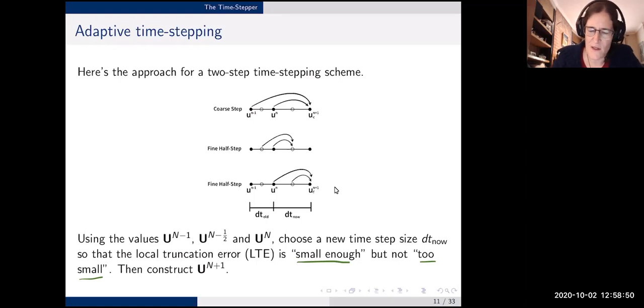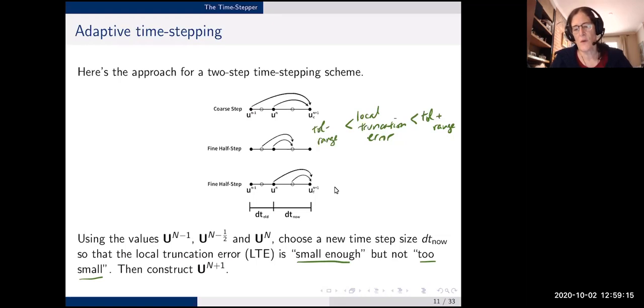And so the idea is that you want your local truncation error to be less than one value, tolerance plus range, and greater than another value, tolerance minus range. And so this will be dt not too small, and this will be dt not too large.